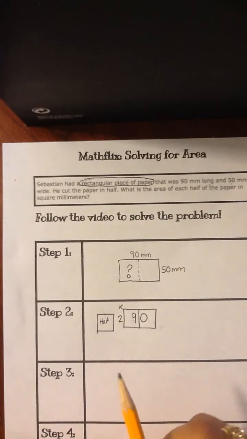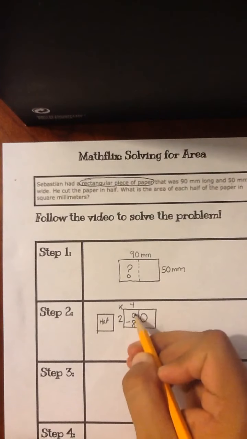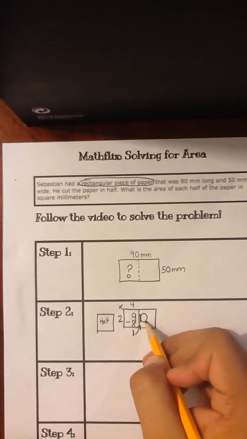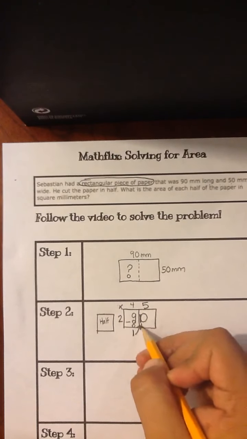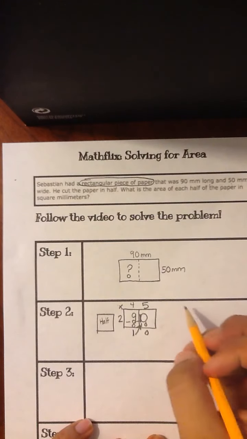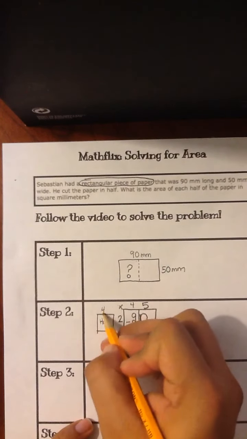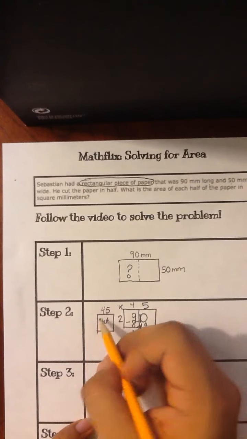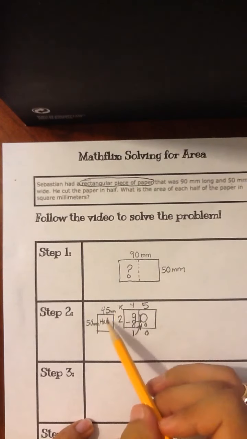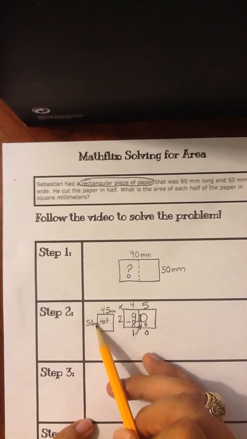Okay, did you guys get 45? Did you do 2 times 4 gives you 8, subtract, it gives you 1, bring up the 1, 2 times what can give me 10? 5, subtract, and you're left with 0. Okay? So now that we know that half of our length is 45, we can keep the 50 millimeters the same over here. Now we're ready to find the area of the half. Our dimensions are going to be 45 millimeters times 50 millimeters.